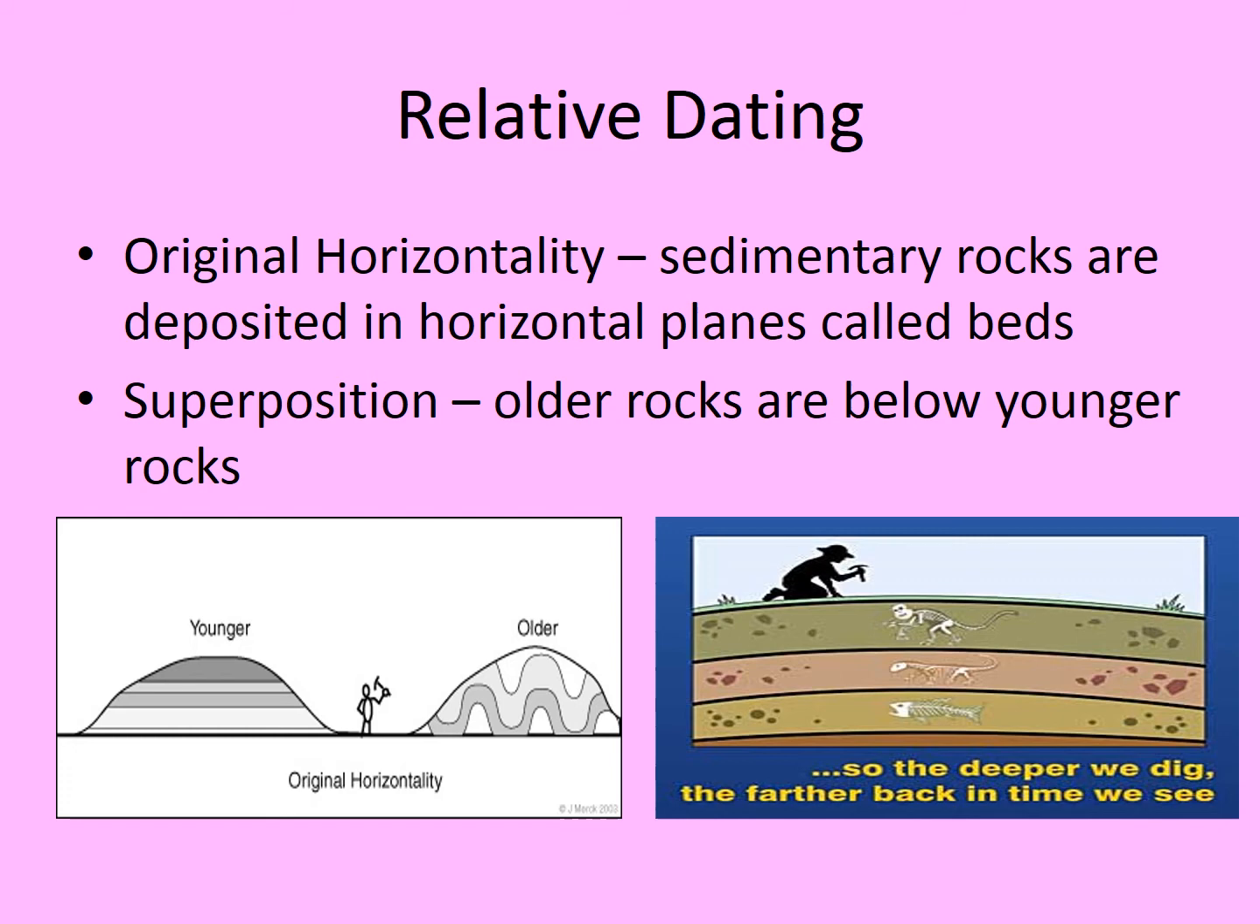So if you come across rocks where they're not perfectly horizontal, like the picture on the left where it says older, those rocks have twisted and turned, but they started off horizontal. The second rule, superposition, is something we talked about when we talked about your laundry pile, and that the oldest laundry would be at the bottom of your pile and the newest laundry would be on the top. So that's true, it's just this time we're talking about it with rocks.